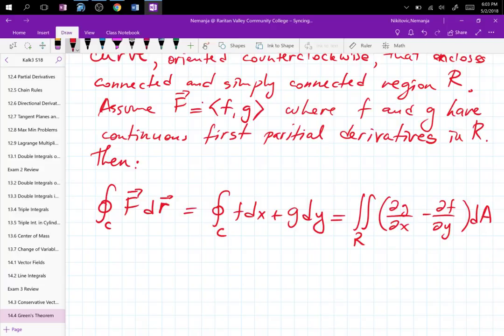All right. So we have a field where we can calculate circulation. So circulation is not zero on this field. Start there.